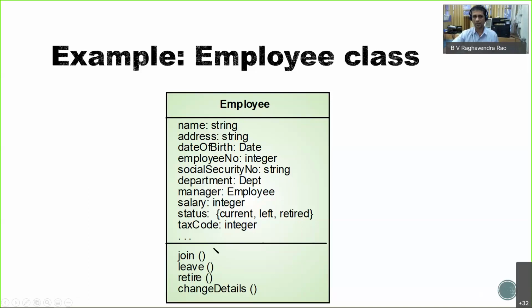Then it should specify the methods. For an employee, joining the organization, leaving, retirement, changing the details, or transfer, and so on. Methods could be anything. So in UML, when I say employee class, you should specify what are the data, that is attributes, and what are the methods or functions. Usually people call them operations instead of methods. This is an example of a UML description of a class.